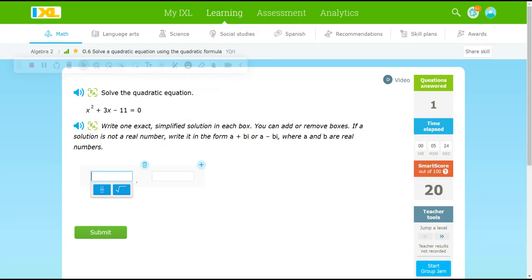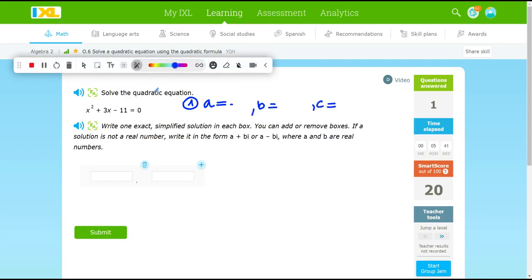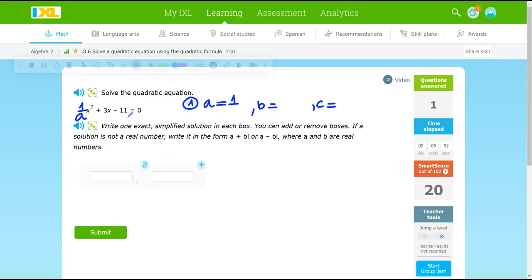So now let's do question number 2. Similarly, we repeat the same 3 steps. Step number 1, identify A, B, and C. So let's go and find A right here. A is the number in front of x squared, but you don't see a number, that's a hidden number 1.